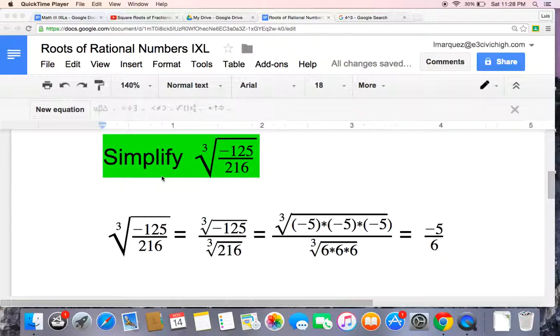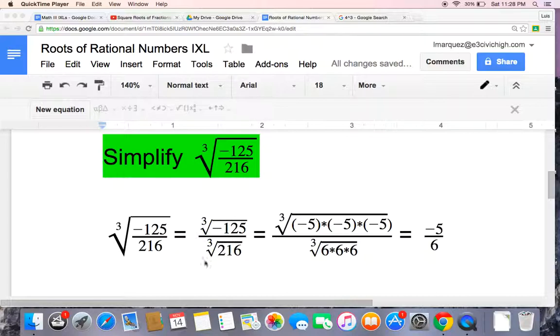Another problem that I might get is to simplify the cube root of negative 125 over 216. I'm going to start by doing the same thing I did before. I'm going to separate the fraction into the numerator and the denominator.